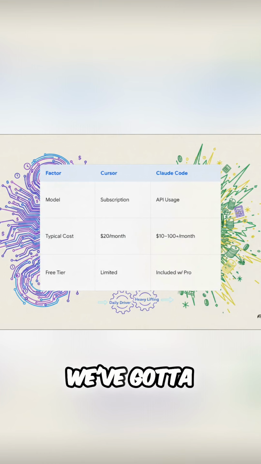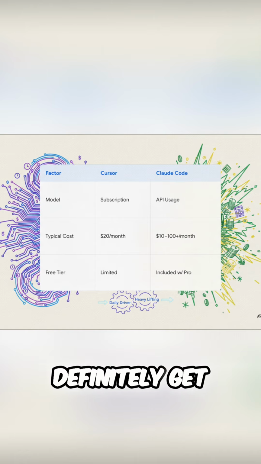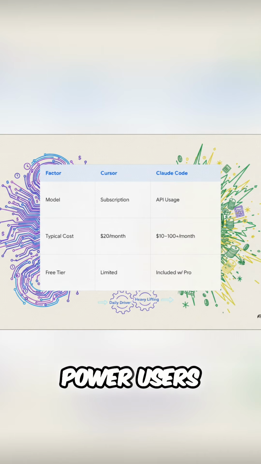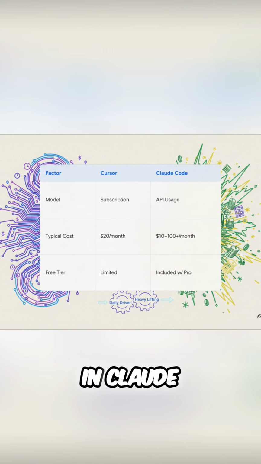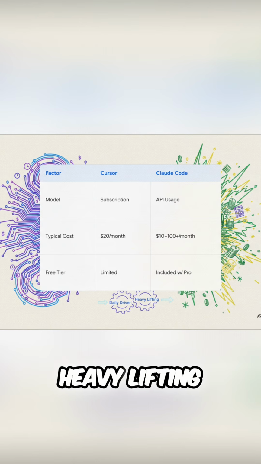And, of course, we've got to talk money. Cursor is pretty straightforward, a predictable subscription, about $20 a month. Claude Code is pay-as-you-go, which could be cheaper if you use it sparingly, but can definitely get more expensive for power users. So the smartest play might be to use Cursor as your daily driver and then call in Claude Code for those big, heavy-lifting weekends.